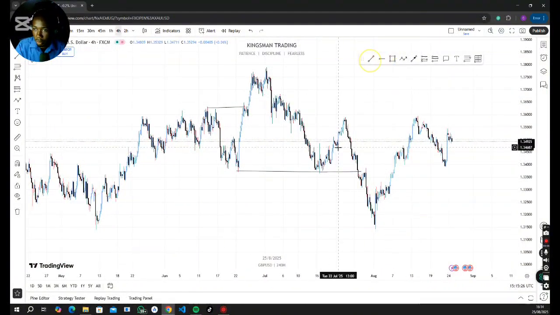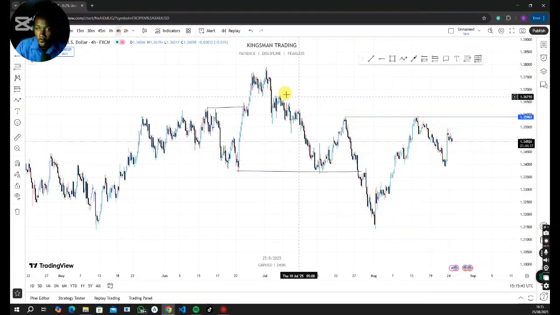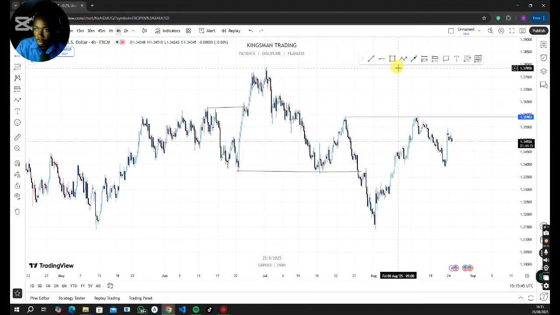Now this is a buy side liquidity. This high here is a liquidity that must be taken out. This is a liquidity peak now. This is a liquidity. This liquidity has been taken out. Price took it out and then is reacting from there. Now also, this is another liquidity again. This is also another liquidity that must be taken out.